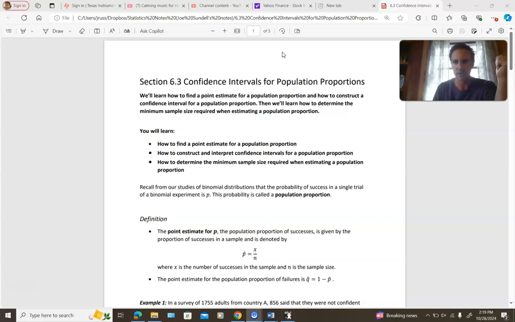This particular section isn't going to be hardly any different from the last two. We're going to be finding confidence intervals for population proportions. So in other words, what we'll be doing is trying to figure out within what interval, and we'll have a certain associated level of confidence, does the true proportion of a population lie. And when I say proportion, I mean percentage.